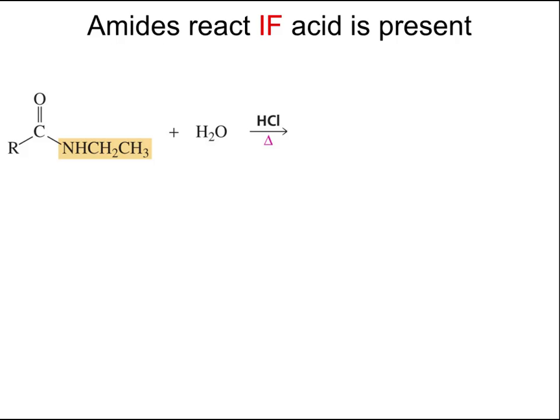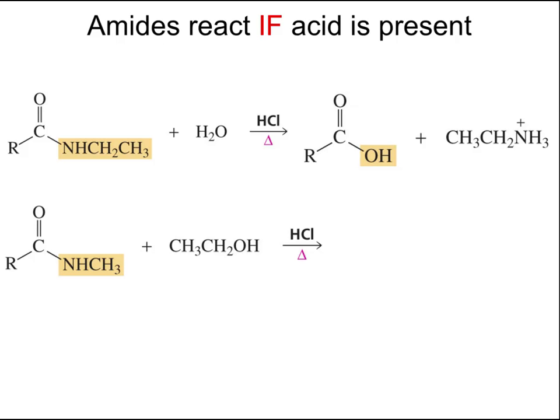Amides do react if you have acid present. So if we add water, acid, and heat to an amide, we actually can see we have a carboxylic acid. This version is going to be protonated because we still have acidic conditions, and that's why our nitrogen does not act as a nucleophile to prevent this from going backwards. If we use an alcohol, we can create an ester. And again, notice here that our nitrogen is still protonated to prevent it from being a nucleophile.